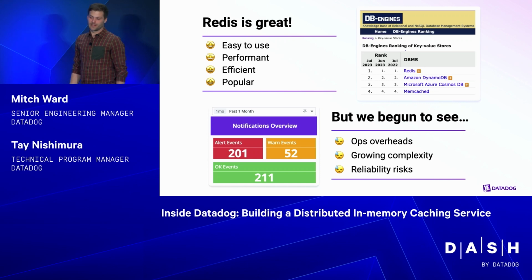Secondly, we just saw growing complexity, so it was a burden to understand all the Helm charts, and it got quite hard to deploy a cache when there were so many options available. And finally, there were reliability risks. So we had some scaling and isolation errors in the past that Tay touched on, and that did cause some severe outages that sometimes cascaded into these thundering herds.